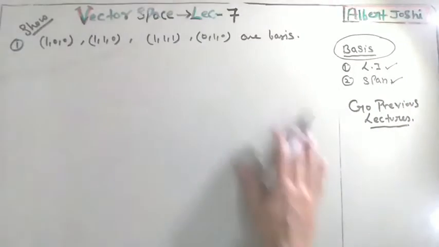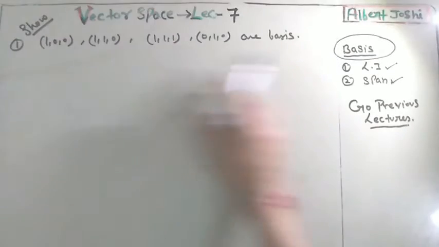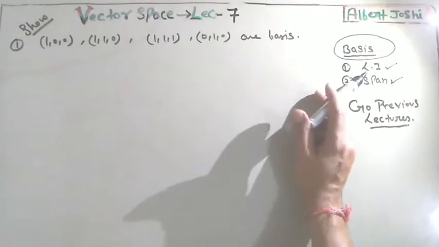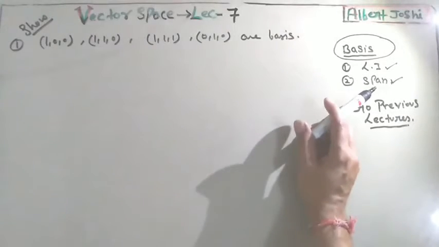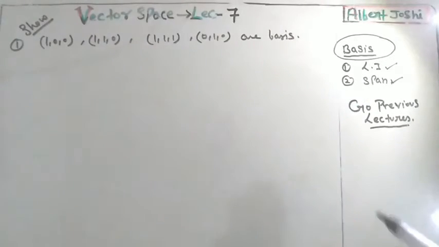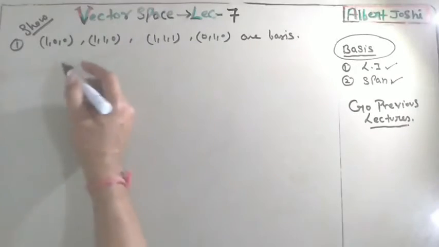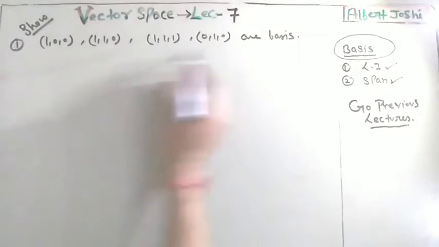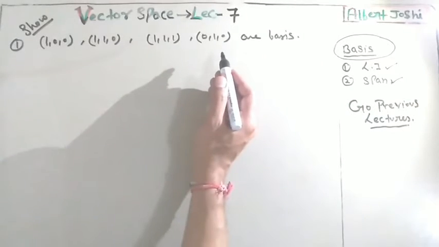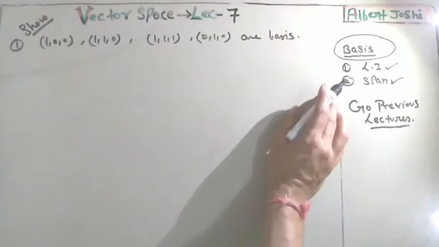So again, if you want to show that some vectors form a basis, then at first you have to show that these vectors are linearly independent and that these vectors also span the vector space. Now at first we will check linear independence. What we said in the previous lecture is that if the linear combination of the vectors and scalars is equal to 0 and all the scalars are 0, then it is linearly independent.